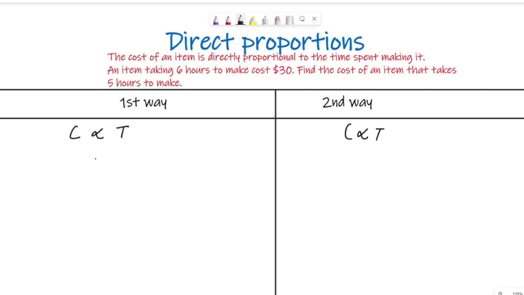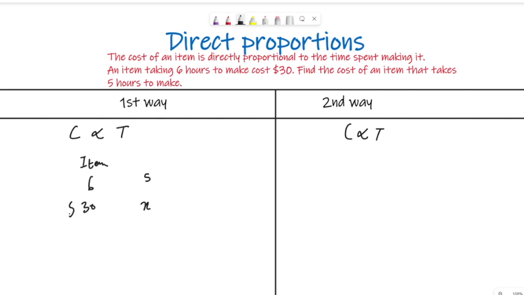Okay, so now let's do it. We are talking about an item. It takes 6 hours and it costs $30. Now they're asking us to find the cost of another item that takes 5 hours to make, so we have to figure out how much it costs.